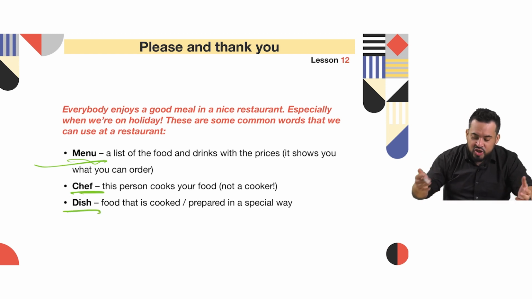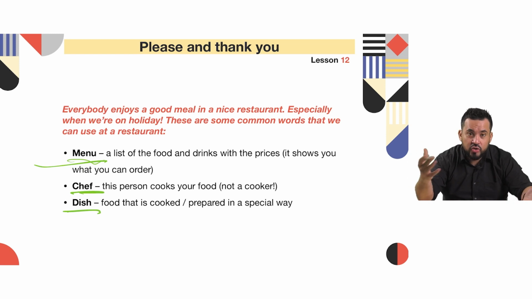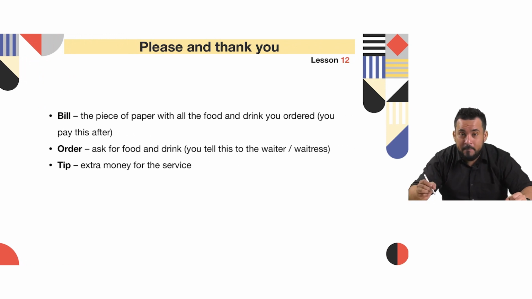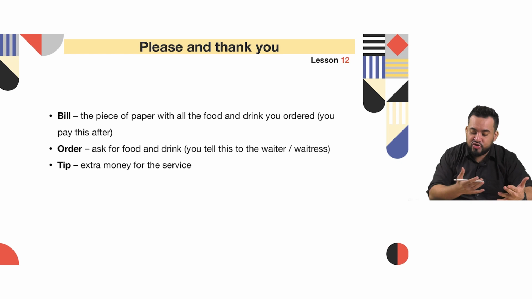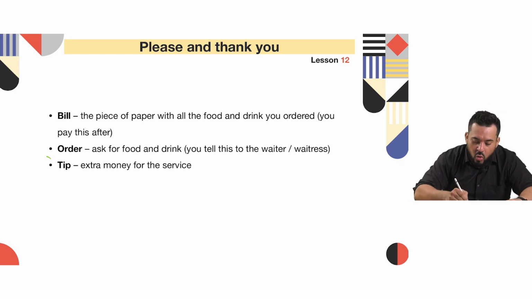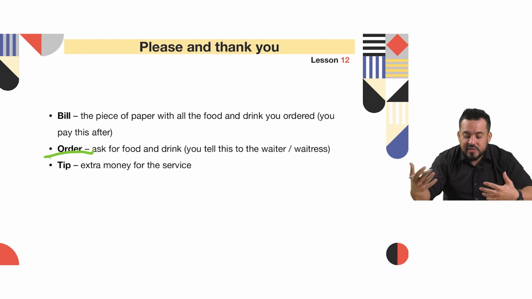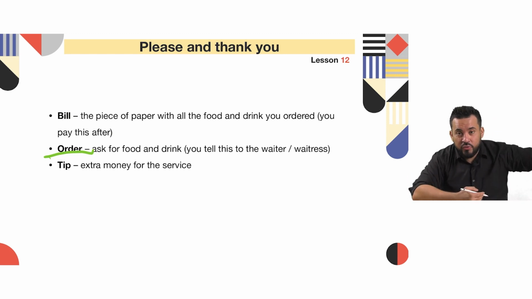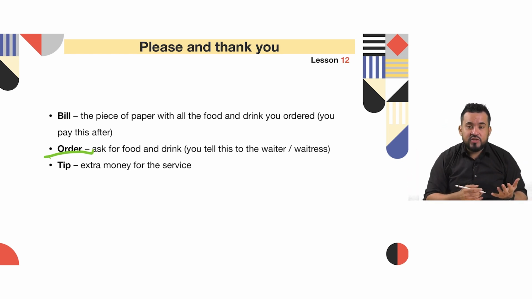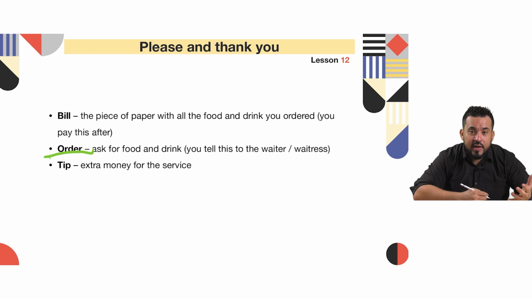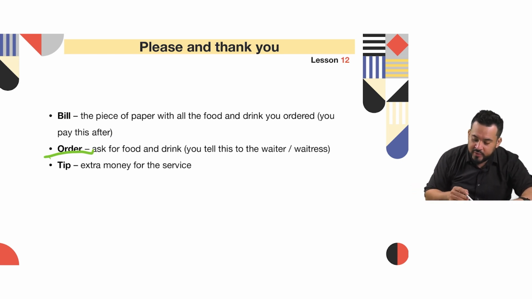Dish. A dish is food that is cooked or prepared in a special way. A bill is the piece of paper with all the food and the drinks that you ordered and the price that you have to pay. Order is to ask for food or drink. Like, can I order? Or when the waiter comes, he says or she says, can I take your order? It means to ask for food or drink.